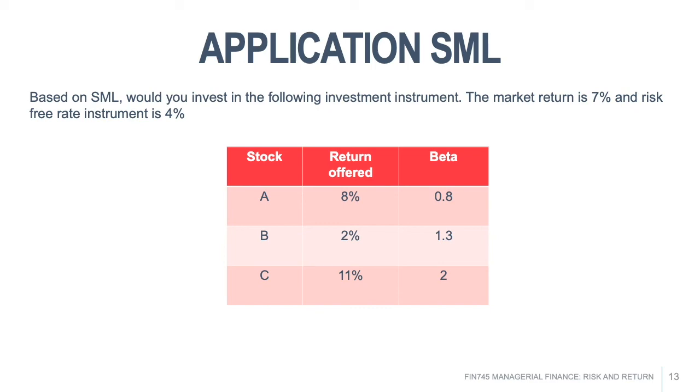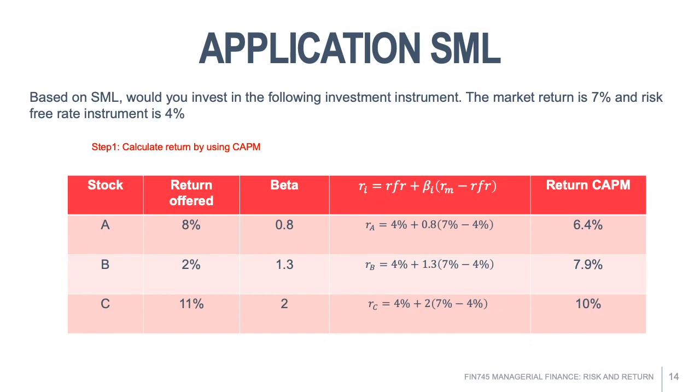So you can calculate the return by using CAPM. For stock A, the CAPM return is equal to 4% plus 0.8, which is the beta, times 7% market return minus RFR 4%, so you get 6.4%. And you calculate the CAPM return for all stocks in this example. For stock B, you get 7.9%. Stock C, you get 10%.